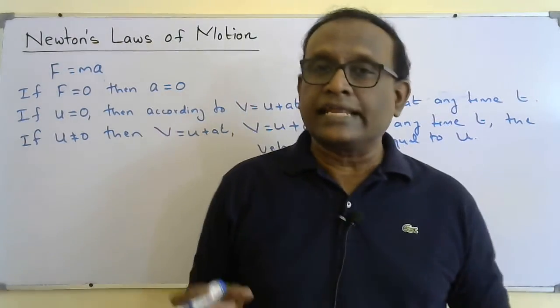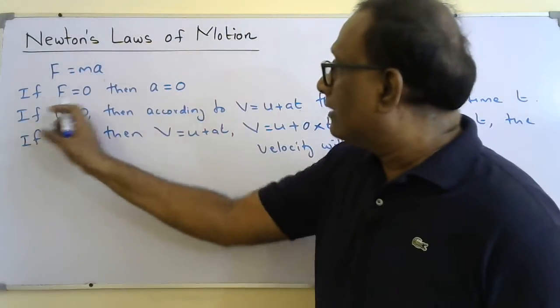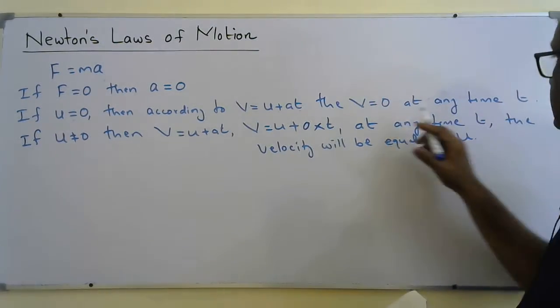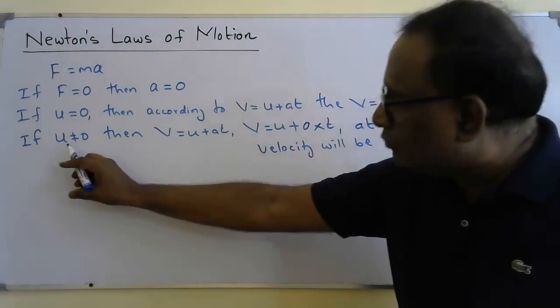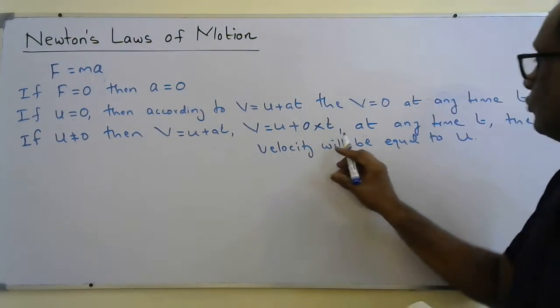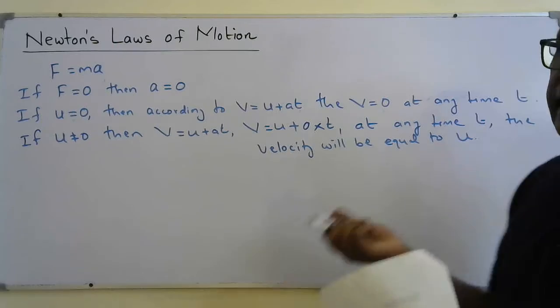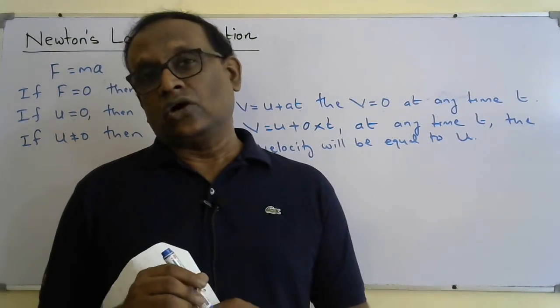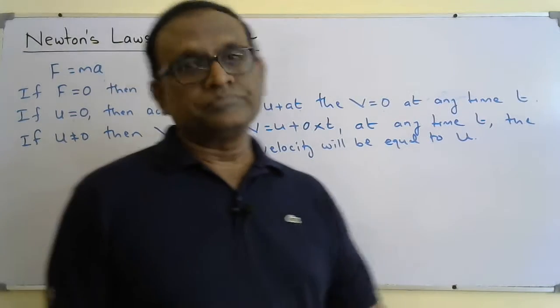So an object which is at rest will remain at rest at any time. The object which is in motion, with a non-zero value of motion, will continue to move at the same velocity u at any time t. So we can show this way that Newton's second law includes the first law.